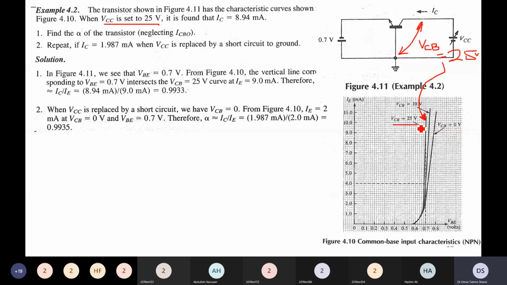So to meet this requirement, we will adopt our third graph, which is drawn for VCB equal to 25 volts, for part number 1. Further, we observe that the base-emitter voltage is 0.7 volts. Why is 0.7 volts very important? Because we are applying 0.7 volts between base and emitter. So when the voltage between base and emitter is 0.7 volts, the intersection occurs when the emitter current is 9 milliamperes. Okay? Yes, sir.